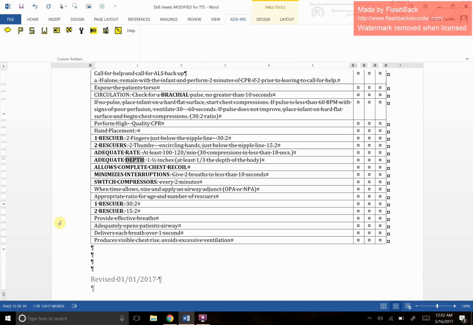Adequate depth, 1 1/2 inches, at least 1/3 the depth of the body. Allow complete chest recoil. Minimize interruptions, give 2 breaths in less than 10 seconds. Switch compressors every 2 minutes.